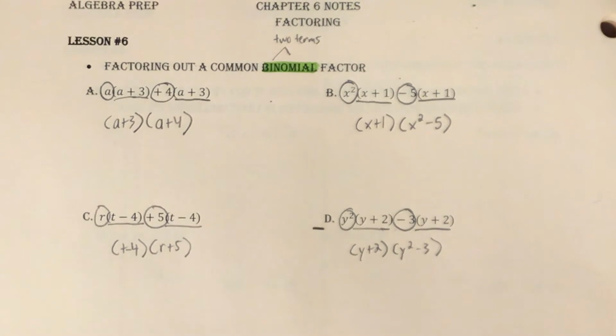All right, and that's really all there is to factoring out a common binomial factor. So if you have any additional questions, please let me know, but that should cover the first few problems of your worksheet.